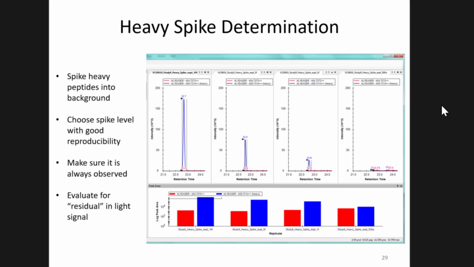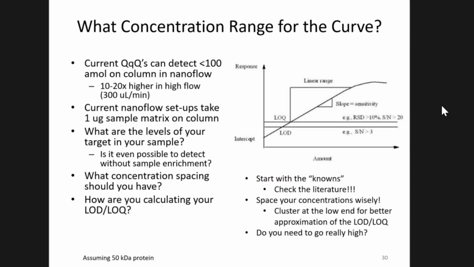And then this also gave us the opportunity, when we were looking at the light signal, even though nothing was spiked in, to ask: did it change with the changing amount of internal standard? Are we having carryover in the signal or residual unlabeled form of that peptide? And so this just helped us to understand if that was happening, which it didn't seem to be.